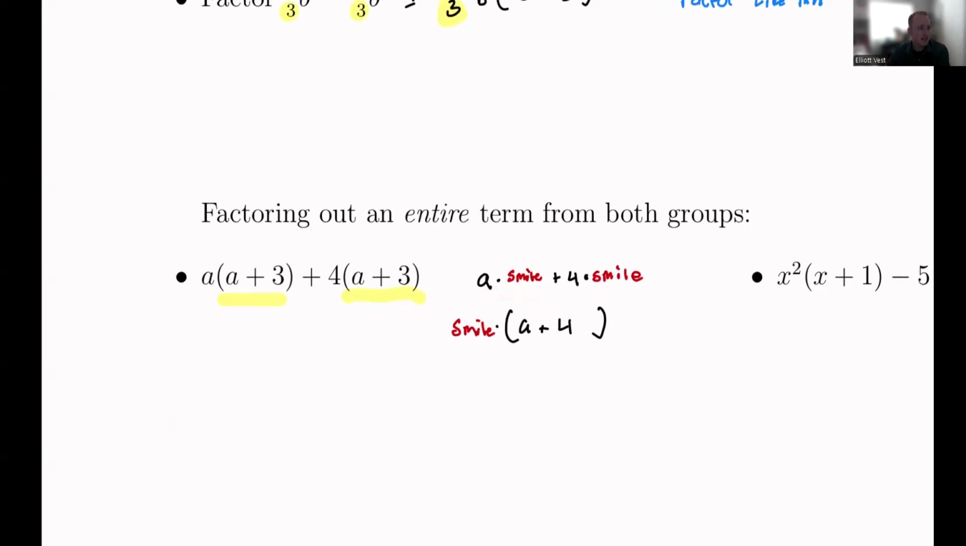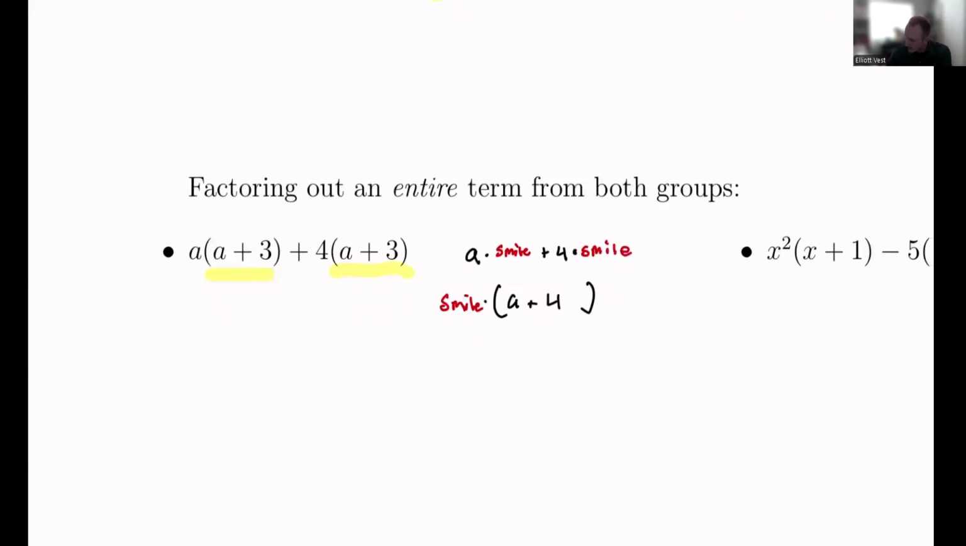It's going to be the same case here. If I reverse distribute this a plus 3, that's a common thing. They look the exact same. So I can reverse distribute this, and I'm left with a plus 3 on the outside times, right? That is what this is here. That is times a plus 4, like that. So you can factor out an entire term.